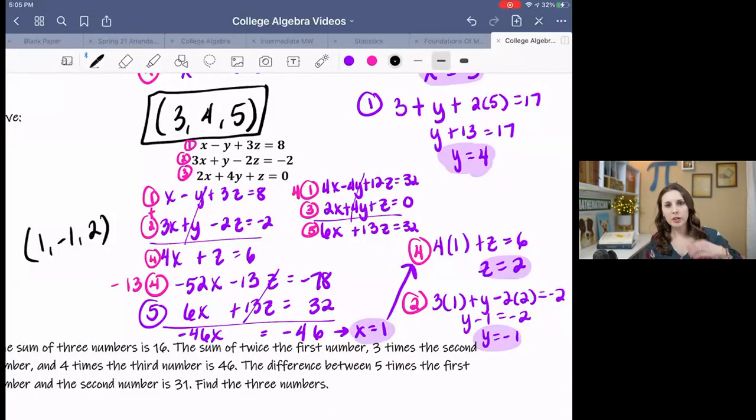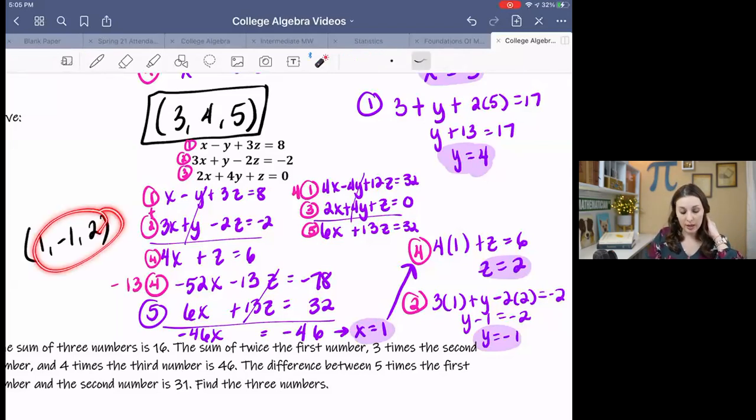Then it's always a really good idea to plug your answer into every single equation and make sure that it works. That's a really great way to just check and make sure that you're getting the correct thing, especially if you're taking a test. And I plugged them in and they do all work, so we're good to go.